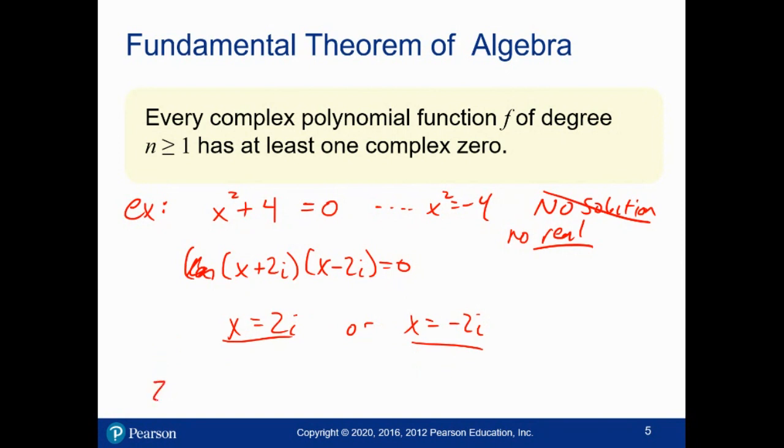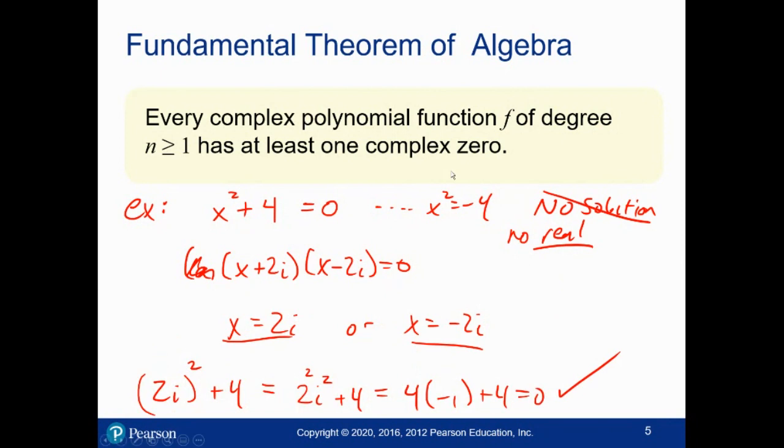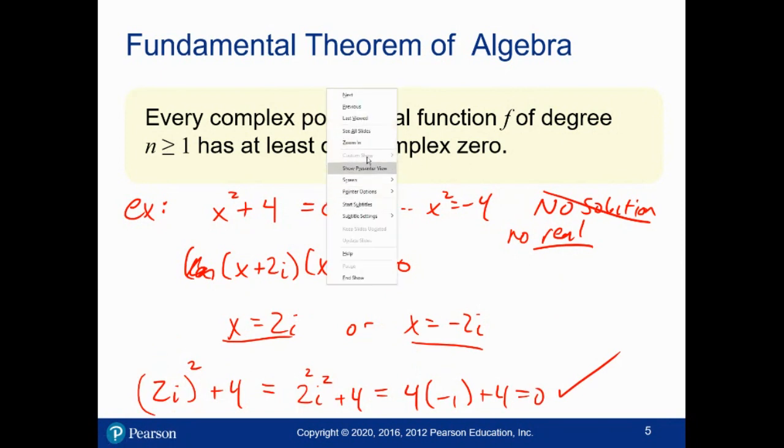Let's check it. Let's take 2i and square it and add 4. Well, 2i squared is 2 squared i squared. What's 2 squared? It's 4. What's i squared? It's negative 1. Plus 4 equals 0. Yes, this is a complex number that is a root of this polynomial. So the fundamental theorem of algebra says any polynomial that is of degree at least 1, so not a constant polynomial, not a degree 0 polynomial, any polynomial of degree 1 or more has a root that's a complex number.